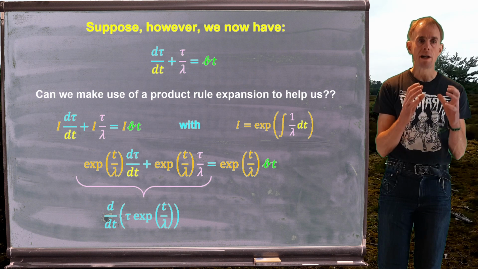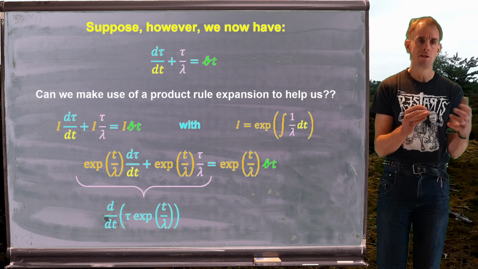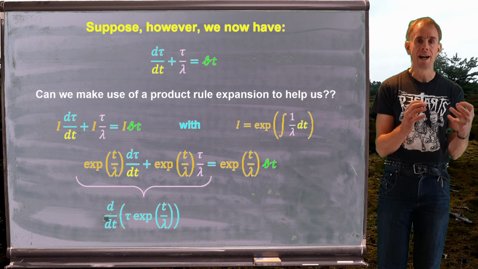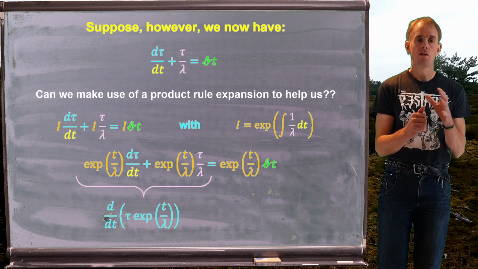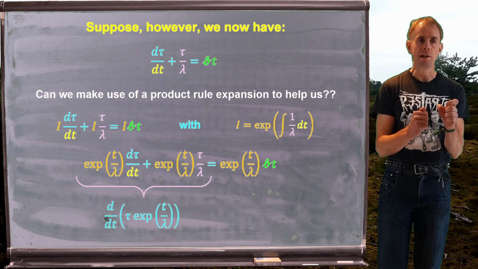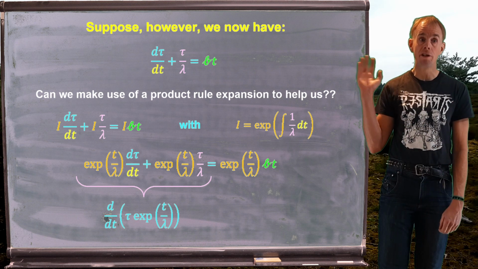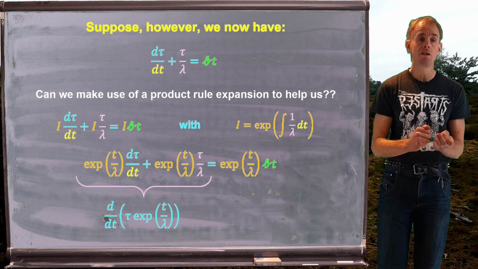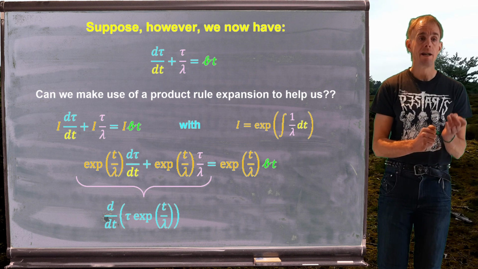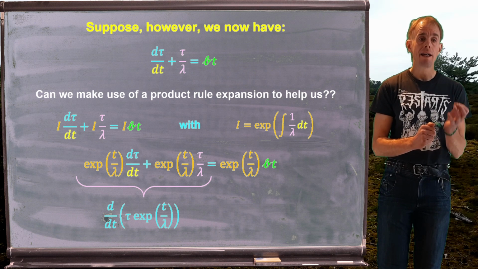So that contracted term is a differential d by dt of a product of tau times e to the t over lambda. So using the product rule, if we expand that out, the first expansion would be d tau by dt e to the t over lambda, which is what we find our first term on the left-hand side to be. And then our second term would be simply tau over lambda e to the t over lambda.